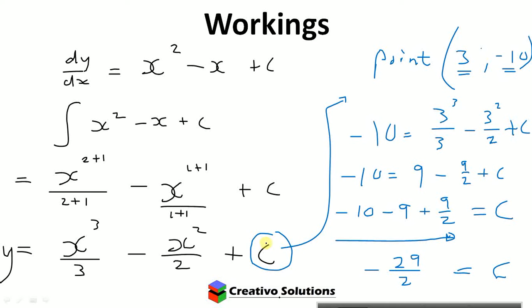Are you sure the C is right? This, to me, I'm a little bit worried about that. Let me just check the working. Well, what is 3 to the 3 over 3? Is it 9? 3 to the 3 over 3, what is that? 9. Okay, it is 9, so that's fine.